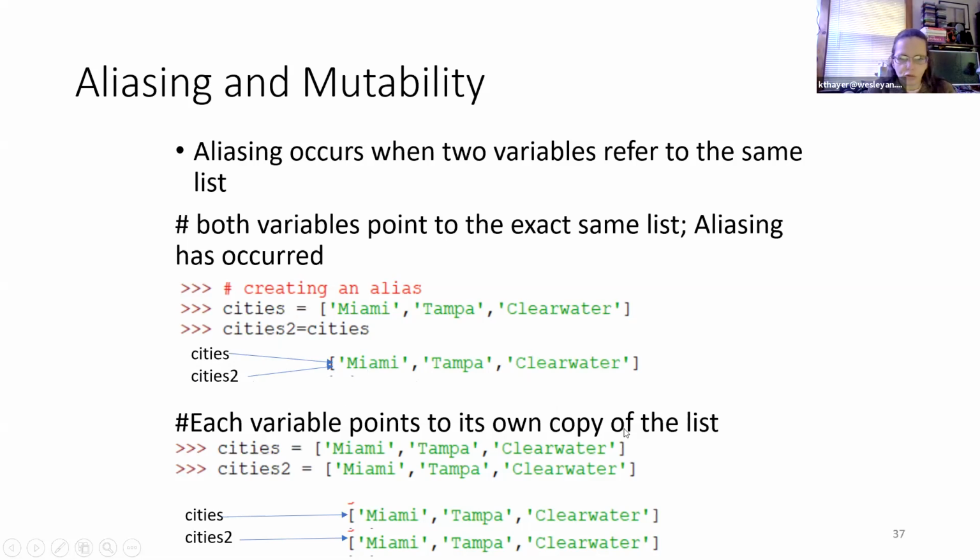Each variable pointing to its own copy of the list is something different. So here we have cities is equal to this list, and cities 2 equals a list that just so happens to have all of the same items in it, but that doesn't mean it's the exact same list. So in this first case, both of them are pointing to the same list, whereas these two are pointing to distinct lists which so happen to have the same entries. So we can diagrammatically represent that by having cities pointing to one copy of the list and cities 2 pointing to another copy of the list.